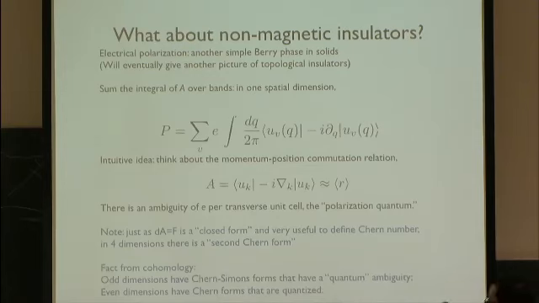But more or less, the adiabatic evolution is just how things change with momentum. The physical picture of what A is capturing is the location of the electron in the unit cell.